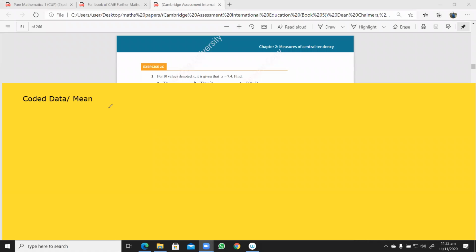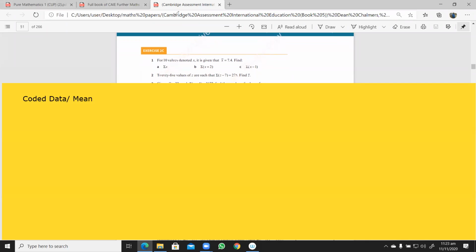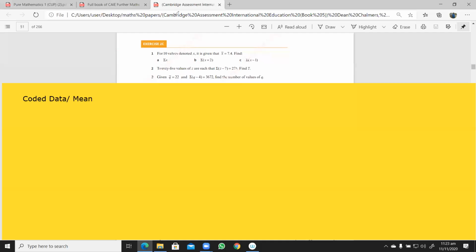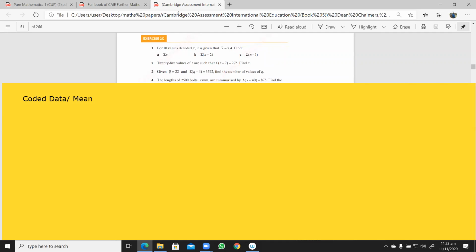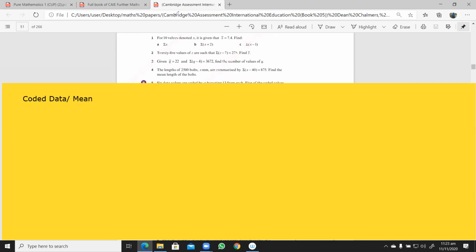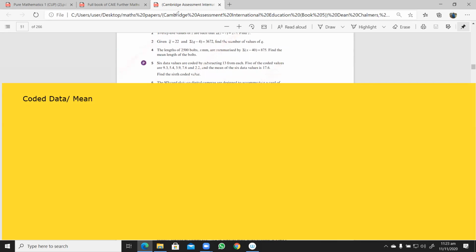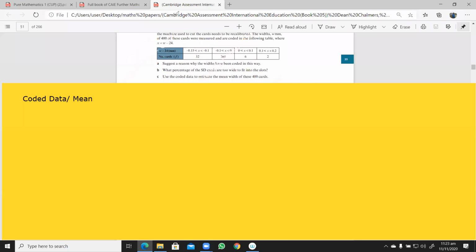Okay, guys, we are entering into the second and the last part of this lesson on the mean. Now we have to see how to find the mean, how to solve problems on mean when we have coded data. This coded data thing really annoys the students. Look at this, a very scary kind of notation here. You see the sigma x plus 2, sigma x minus 1. Look at these questions. These notations will be bothering you.